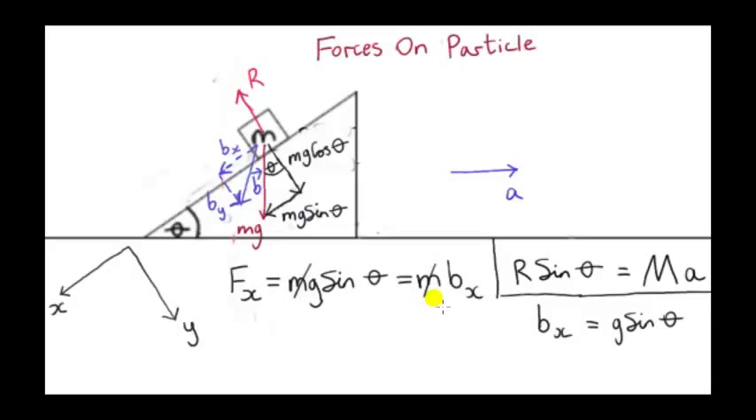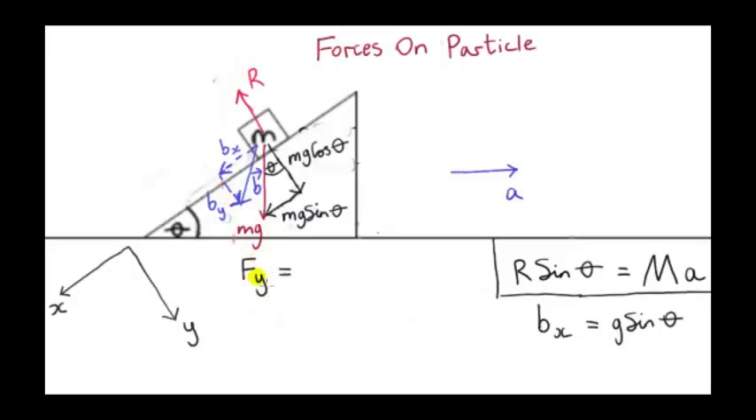So the m's cancel, and just like the case of a particle on a fixed wedge, the component of the acceleration down the wedge was g sine theta. Well, this was the entire acceleration for the case of a fixed wedge, but in this case it's only one of the components. We still have to get b sub y.